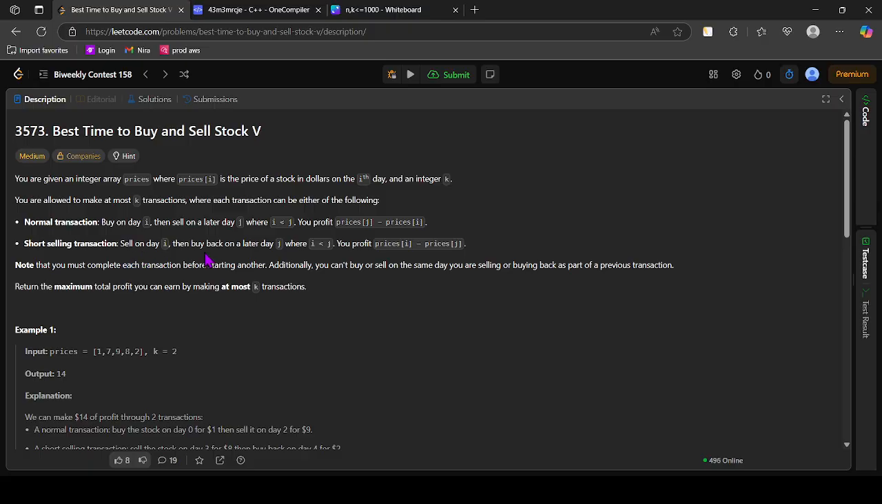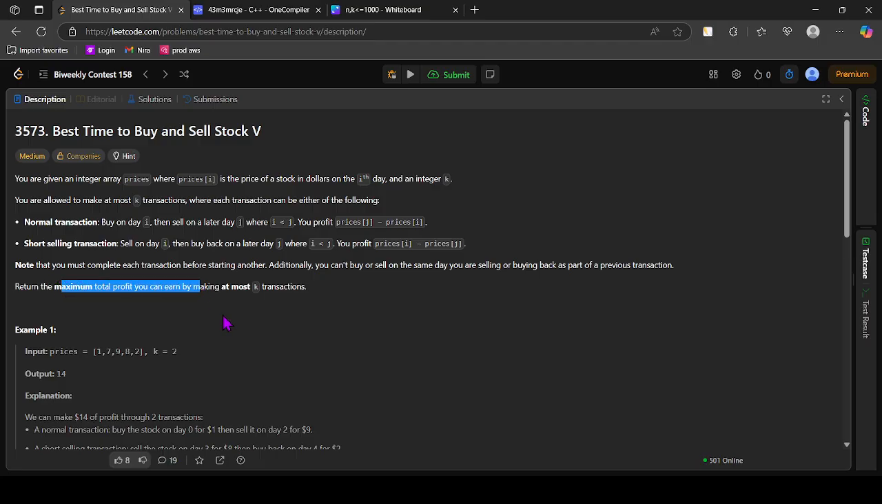So normally we can only buy today and sell after, but in this case we can sell today and buy after also. The profit will be prices[j] minus prices[i] if it is a normal transaction, else prices[i] minus prices[j]. You must complete a transaction before starting another. Additionally, you can't buy or sell on the same day.